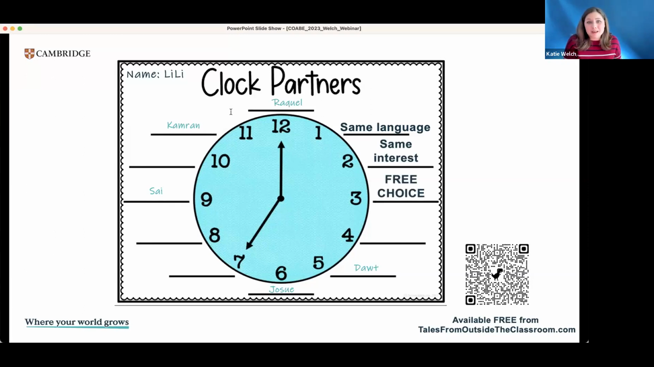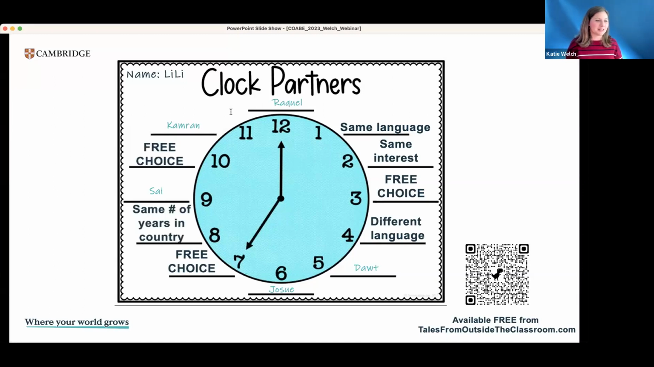You could do a free choice. That way they can still work with their friends. So just find somebody that you want to work with. That could be their 3 o'clock partner. Maybe you purposely want them to work with a different language, so you're not with someone with your first language, in which case you make that a 4 o'clock partner, etc. Maybe same number of years in the country. Lots of different options here.